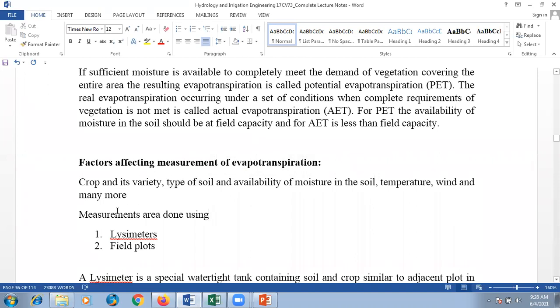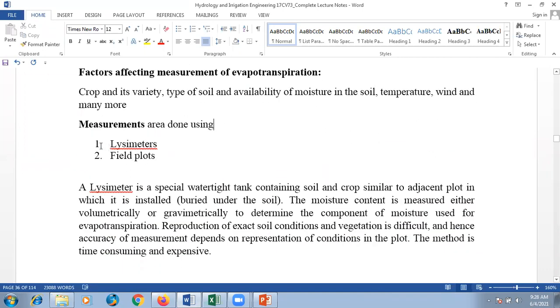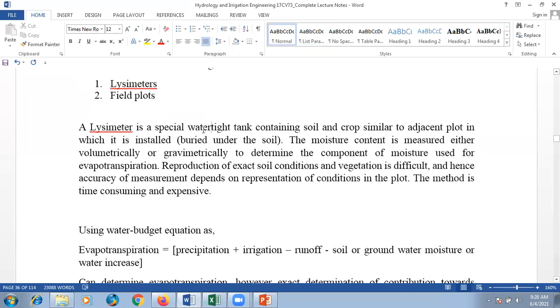So how are measurements done? See, the measurements of evapotranspiration are done by two methods. One is using a lysimeter, the other is by using field plots. A lysimeter is nothing but a watertight tank. See, you can see it here. It is a watertight tank in which soil and crop both stay together.